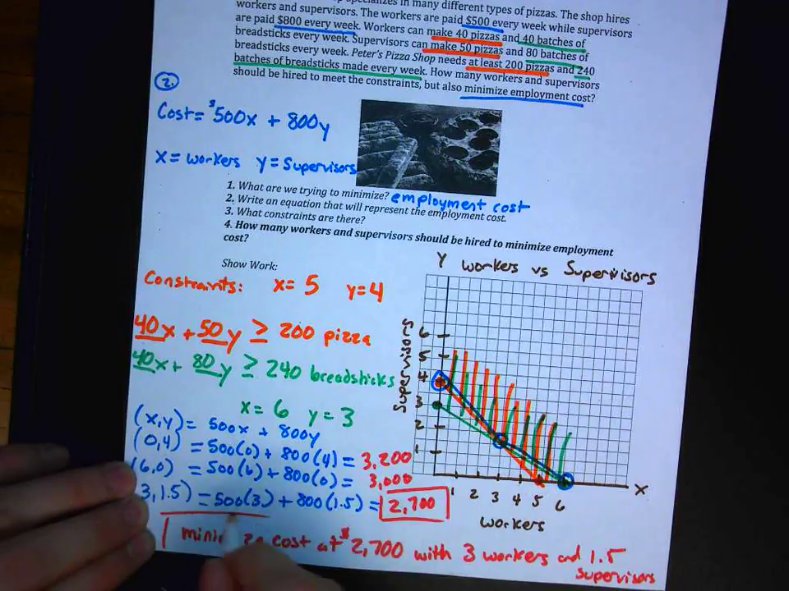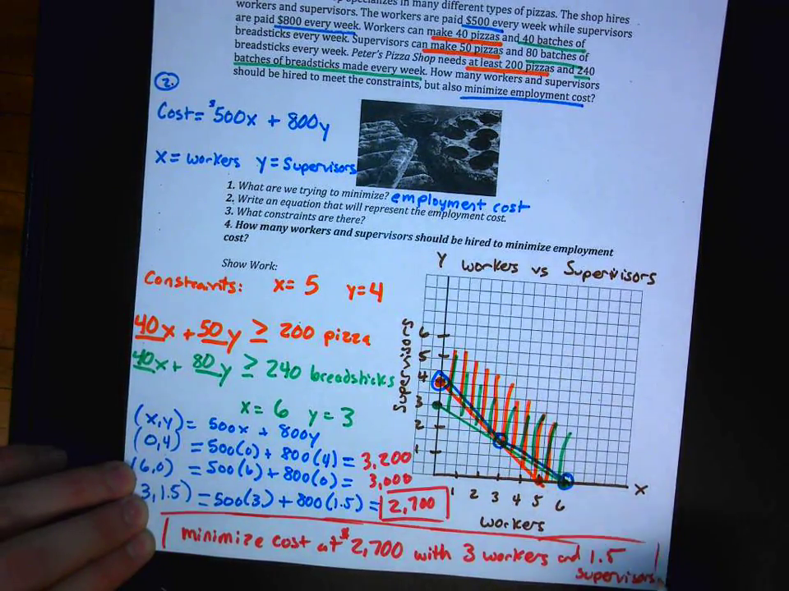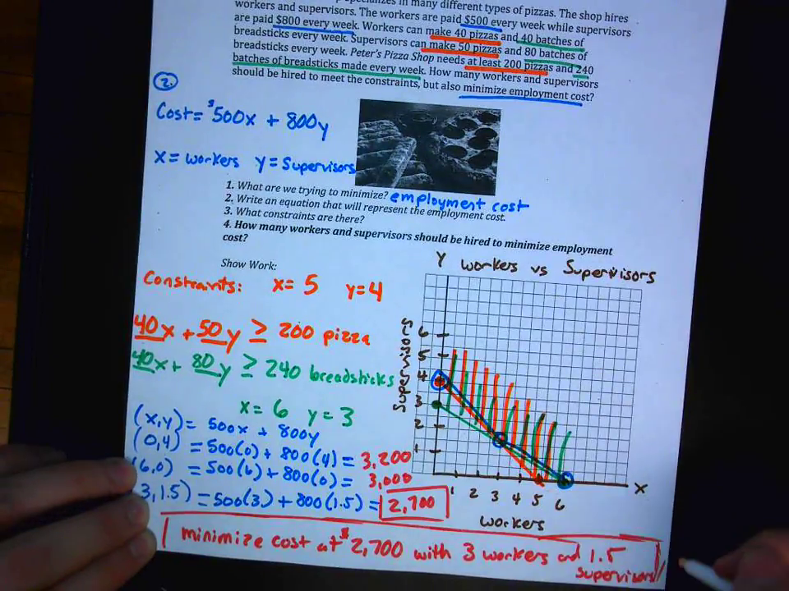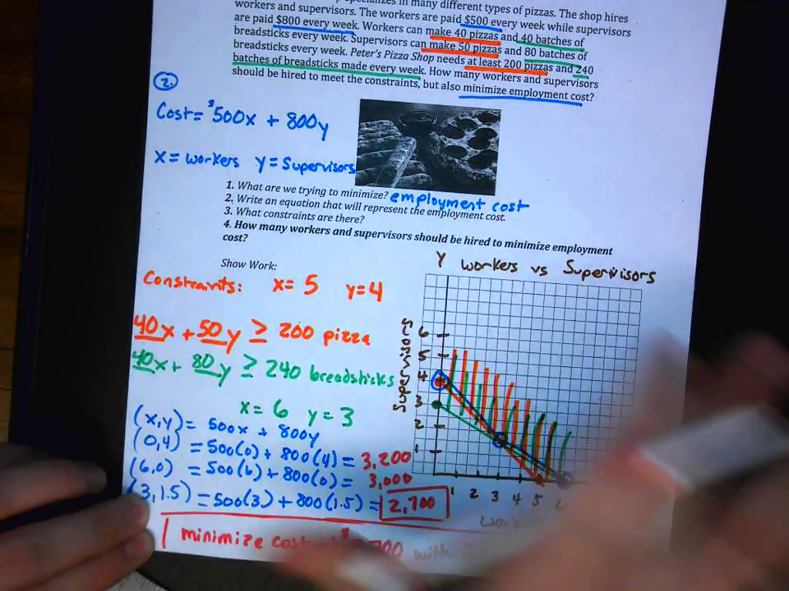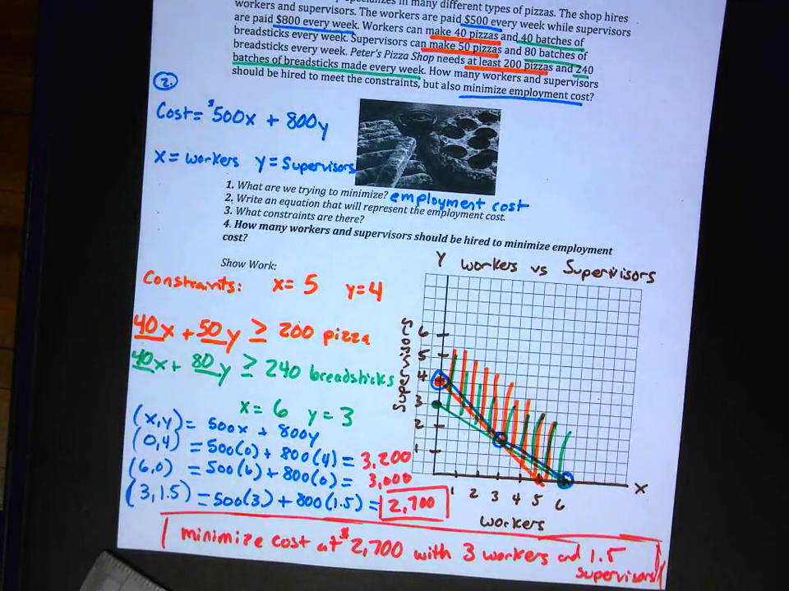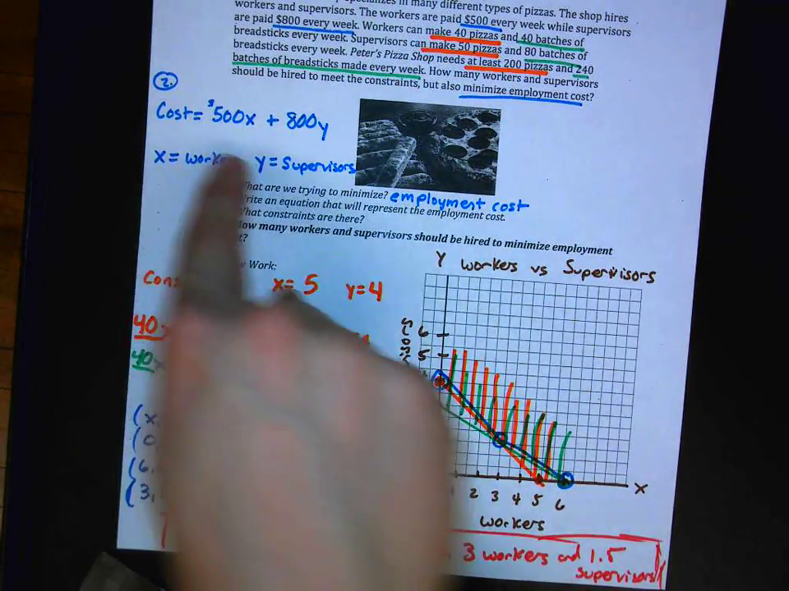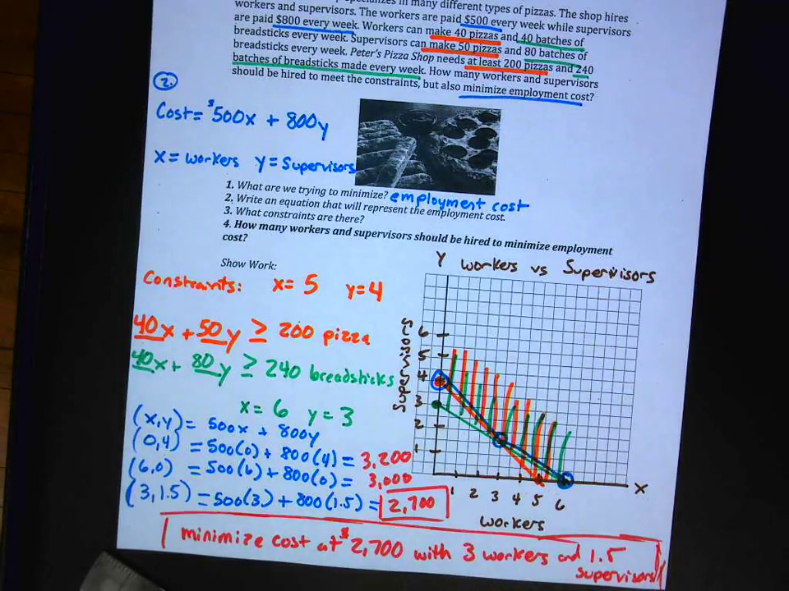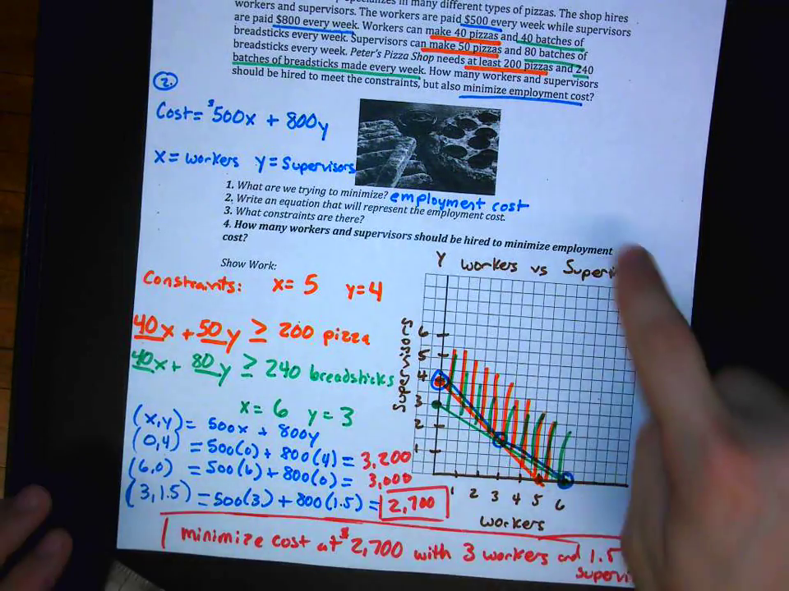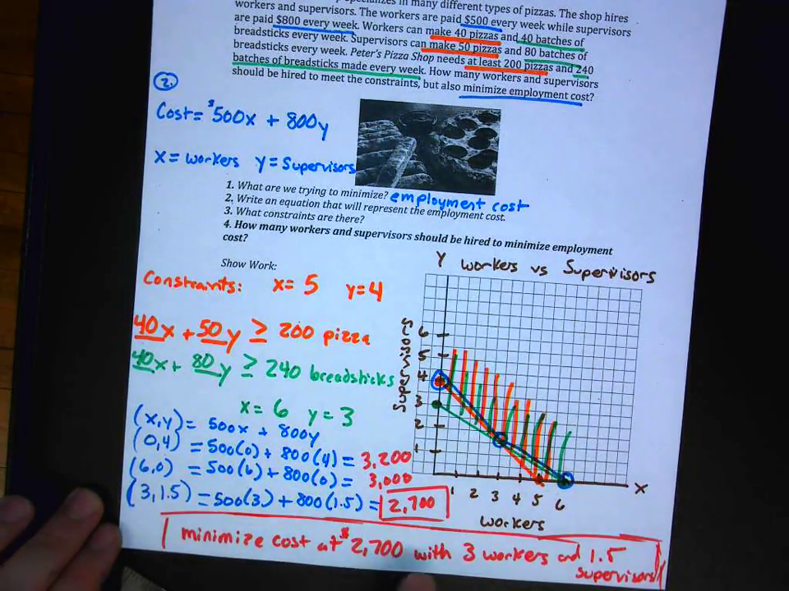Now I'm not going to go over the writing part, although I will post it in the notes, so you'll still be able to see what my final written response will look like. But all the math for this problem is done right here. Like I said, the test problem will look just like this. Just make sure we know what our X and Y mean. X is workers, Y is supervisors. And we minimize our employment cost with 3 workers and 1.5 supervisors.